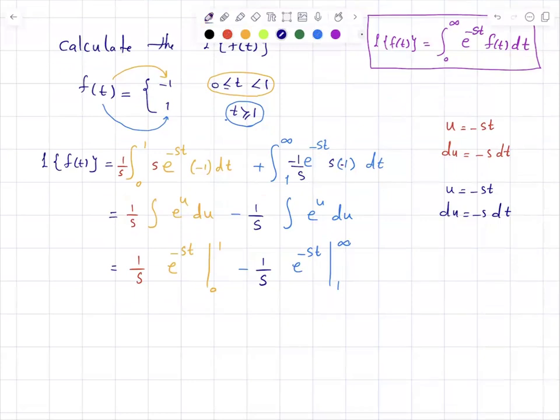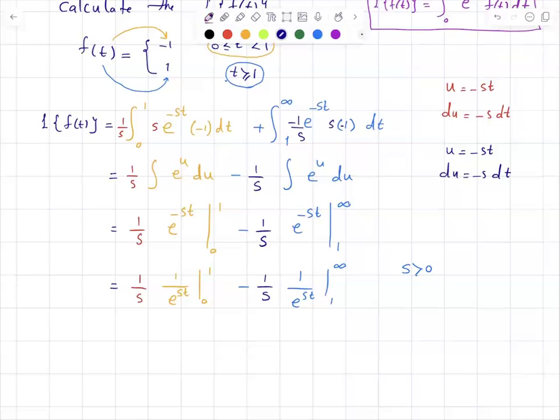This can be written as 1 over s. And then you can write this with a negative exponent or positive exponent, either is fine. 1 divided by e to power st, t ranges between 0 and 1, minus 1 over s. Sometimes it's easier for students to see this with a positive exponent. And please note that here we assume s is positive. Very good. So let's continue.